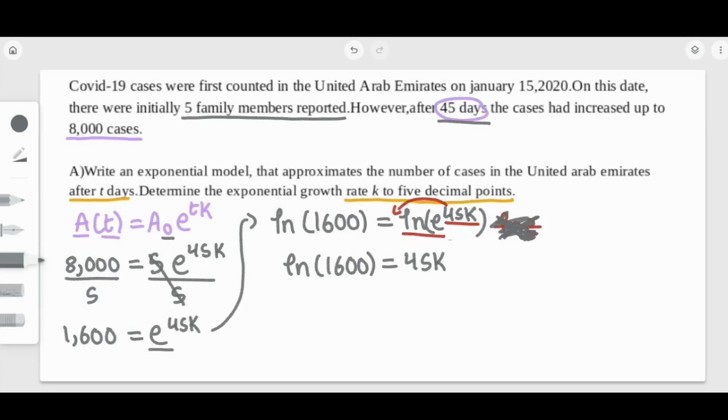Now we want to let the k alone in one side to find the rate of the growth. So we're going to divide this by 45 on both sides. You can use a calculator to help you find the answer. ln of 1,600 divided by 45 is equal to 0.16395.